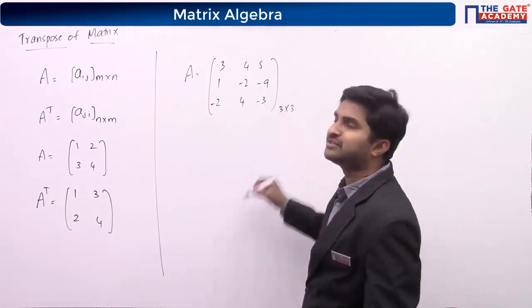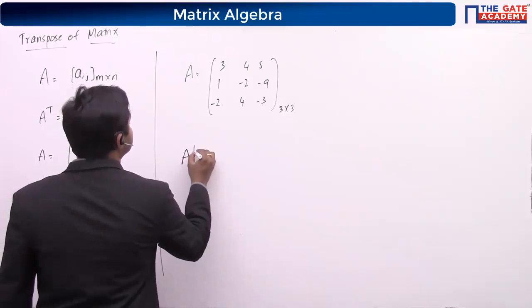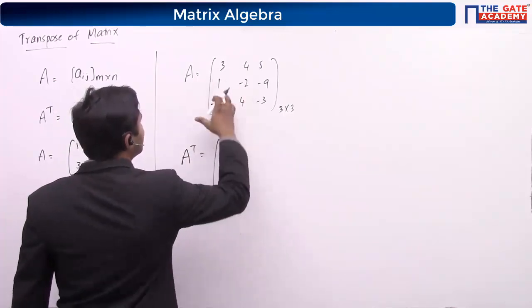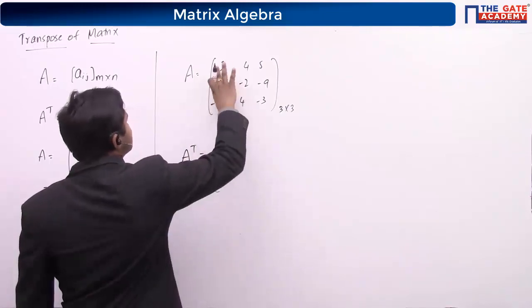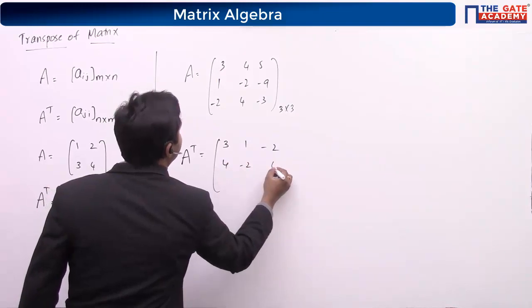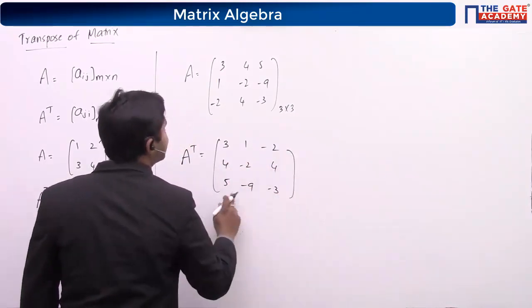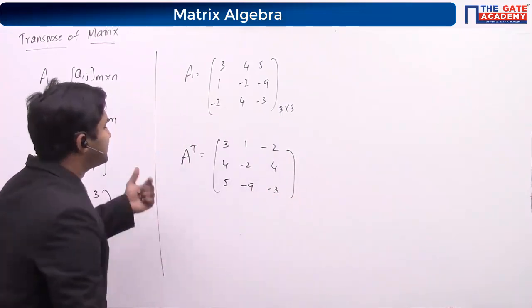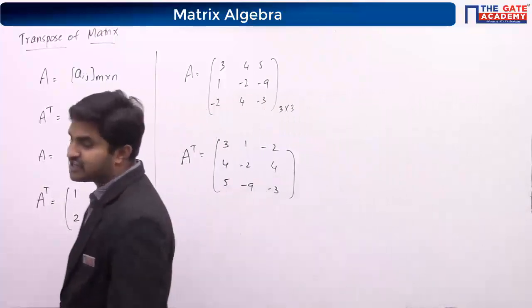So if this is a 3 by 3 matrix, the transpose of this matrix is going to be equal to the matrix where the rows are converted into columns and columns into rows. So it becomes 3, 1, minus 2, 4, minus 2, 4, 5, minus 3, minus 9, 5, minus 9, minus 3. This is the transpose of the matrix. So the rows and columns are getting interchanged here.